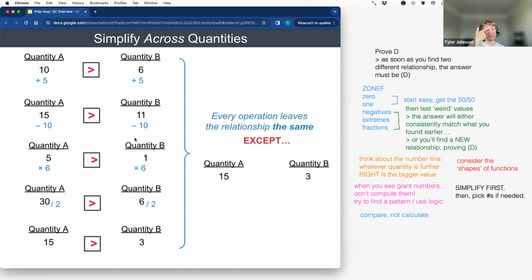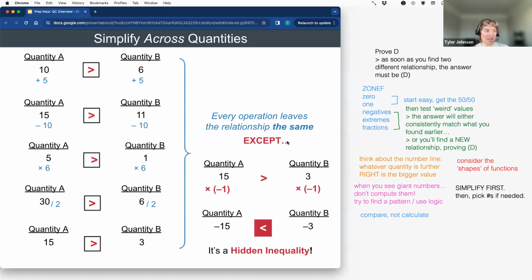This relationship will always stay the same, except there are some cases where I could actually reverse the relationship. What's an operation I could do here that would cause quantity B to be the larger value? Good. I see some people have it in the chat. If I were to multiply or divide by a negative number, that would switch quantity B into the bigger value.